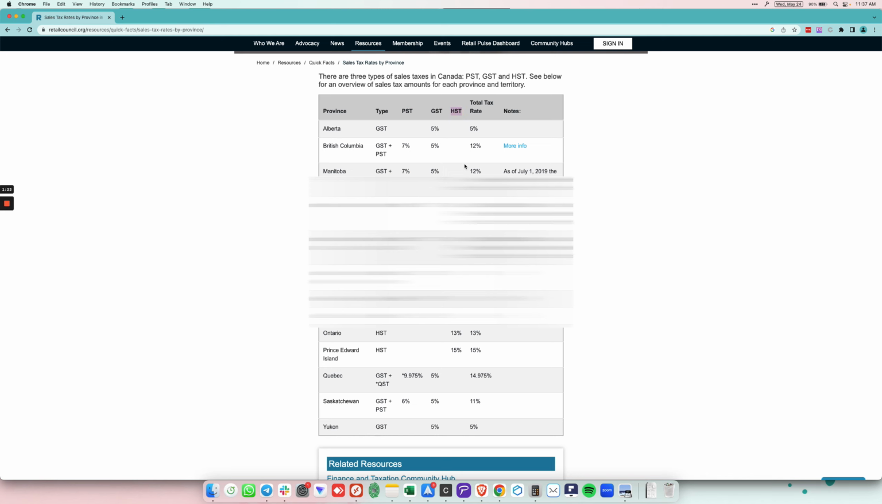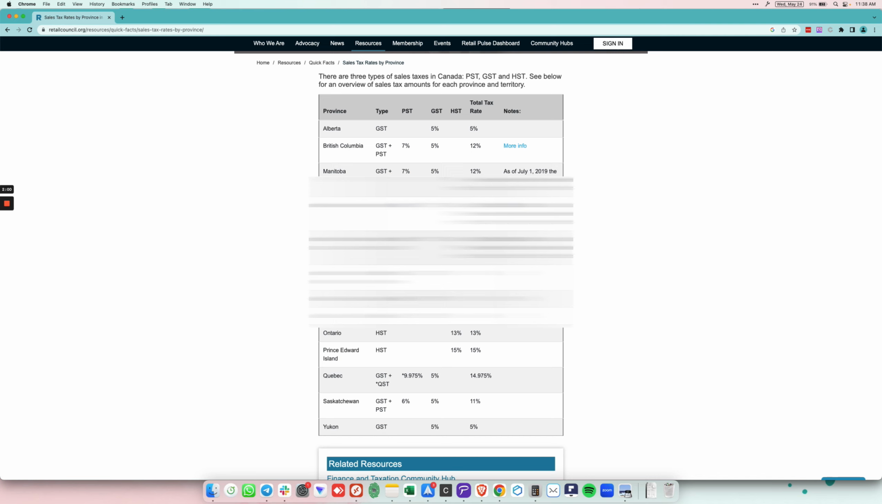There are certain provinces like New Brunswick, Newfoundland and Labrador, Nova Scotia, Ontario, and Prince Edward Island that have HST instead of GST and PST, meaning that the federal and the provincial sales tax are harmonized into one tax. HST is easier to deal with because you only have to remit this once. Even if it's the harmonized GST and PST together, this just gets remitted to the federal government.